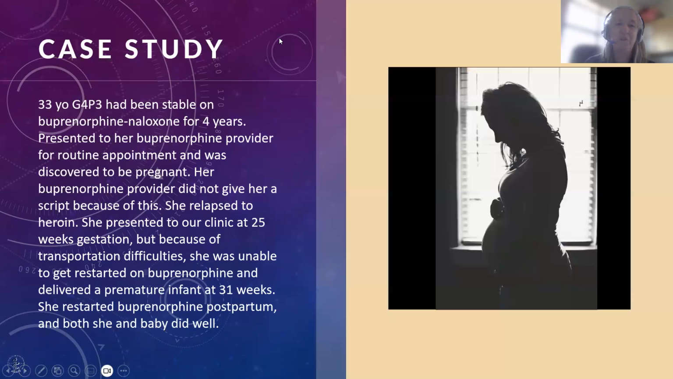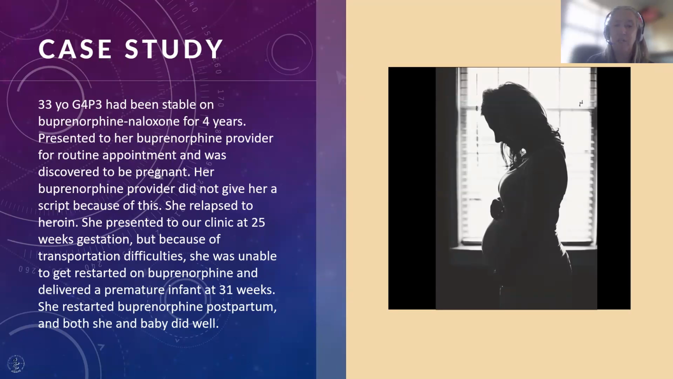And since it's echo, I'm of course going to start with a case. A 33-year-old G4P3, she'd been stable on buprenorphine and naloxone for 4 years. She presented to her buprenorphine provider for a routine appointment and was discovered to be pregnant. Her buprenorphine provider was not comfortable taking care of pregnant patients, and because of this, did not give her a script. Not surprisingly, she relapsed to heroin.